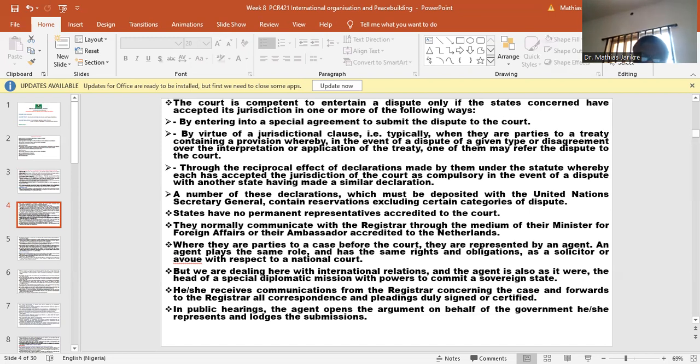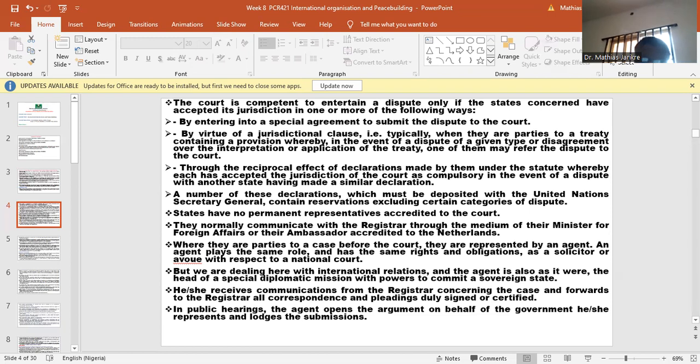They normally communicate with the registrar through their Minister for Foreign Affairs or their ambassadors accredited to the Netherlands. Where they are parties to a case before the court, they are represented by an agent. An agent plays the same role and has the same rights and obligations as a solicitor with respect to a national court. But we are dealing here with international relations, and the agent is also, as it were, the head of a special diplomatic mission with powers to commit a sovereign state.